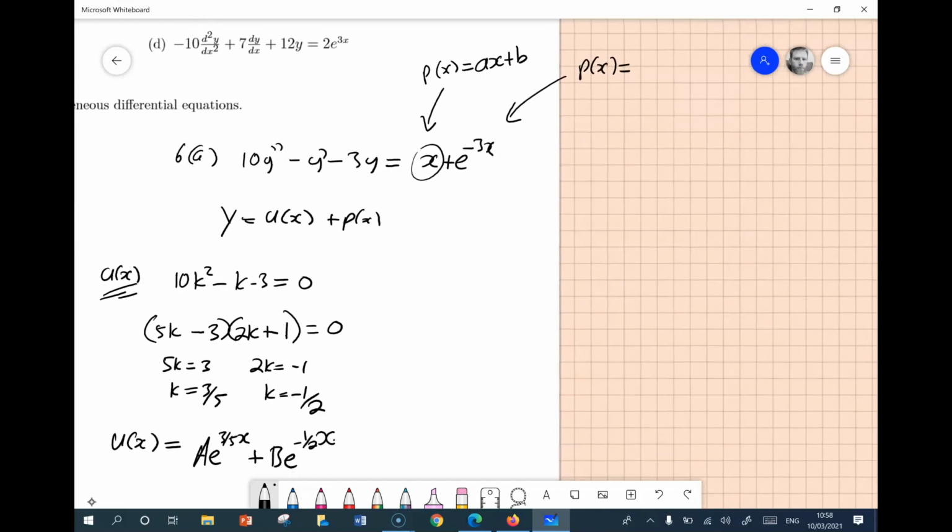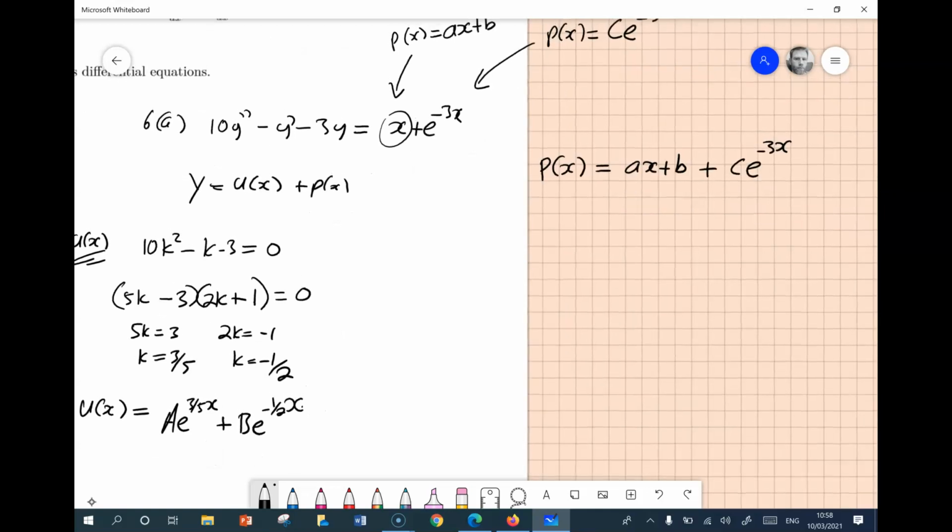And now, because I've already used a and b, I'll just call it c e to the power of minus 3x. So all we need here for our p of x is just the two of those added together. So my p of x is the linear part, ax plus b, plus the exponential part. I'm just carefully not repeating my letters. Okay, now I get my derivative, and that is just going to be a minus 3c e to the power of minus 3x, and then my second derivative, which is just going to be 9c e to the power of minus 3x.